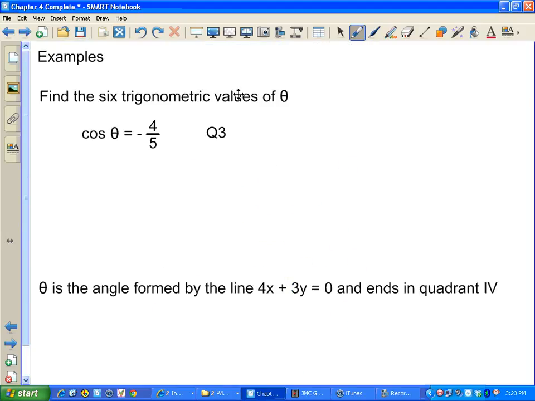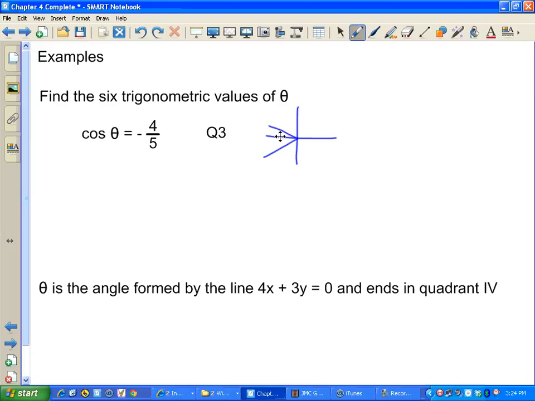So find the 6 trigonometric values of theta. And there's a couple ways that they can have you do this. So the first one is they'll give you the value of one of the trig functions, and they'll tell you which quadrant it's in. Because really, cosine of theta, if it's this value, there's 2 places that we could have a negative cosine value. Okay, we could be up here or down here. So they have to tell you which quadrant it's in, otherwise there's 2 possibilities.